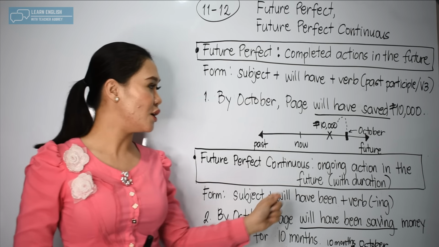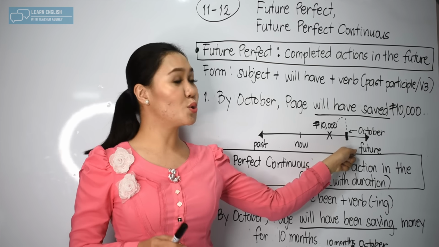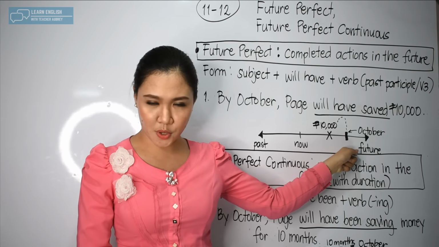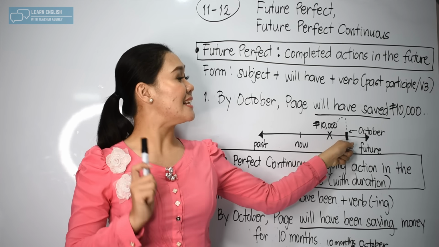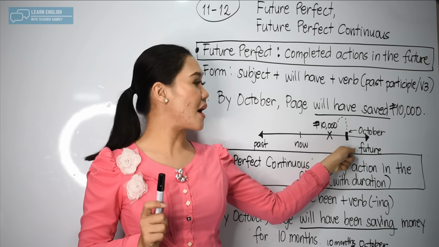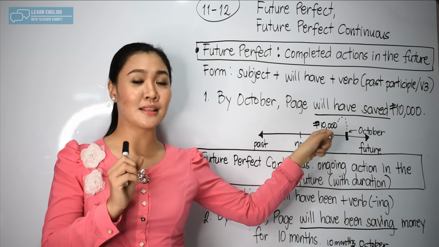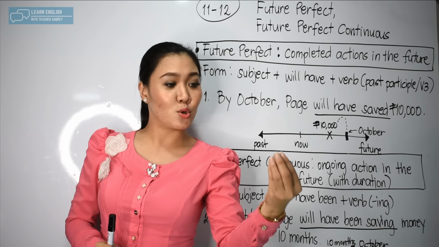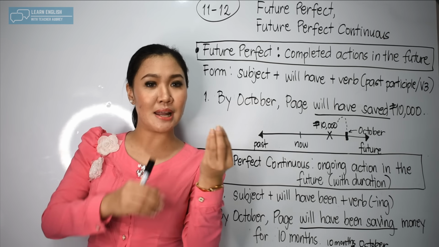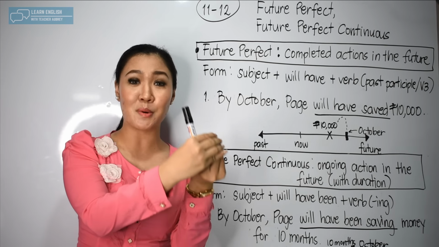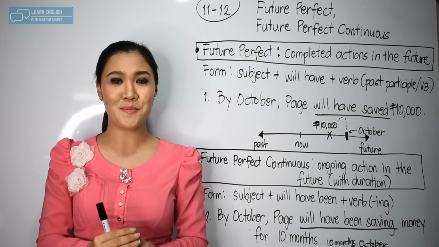Tingnan natin itong timeline. So nandito tayo sa future. So in the future, on October 2021 this year, October of this year, mayroon nang na-save or naipon si Paige na 10,000 pesos. Okay? At kung babalikan natin, nagsimula siya noong December at lumipas yung 10 buwan nung pagsapit noong October 2021. Okay, that is in the future, hindi pa nagaganap. Pero alam natin na matatapos yung kilos na yon on that particular or specific time in the future. Ang ginamit natin for that is future perfect.